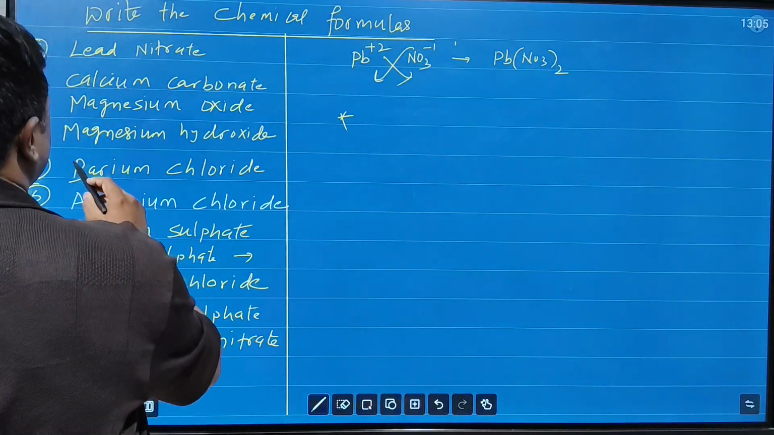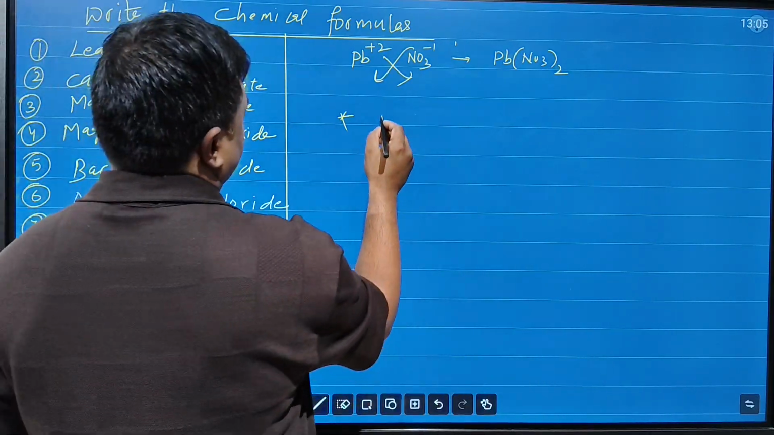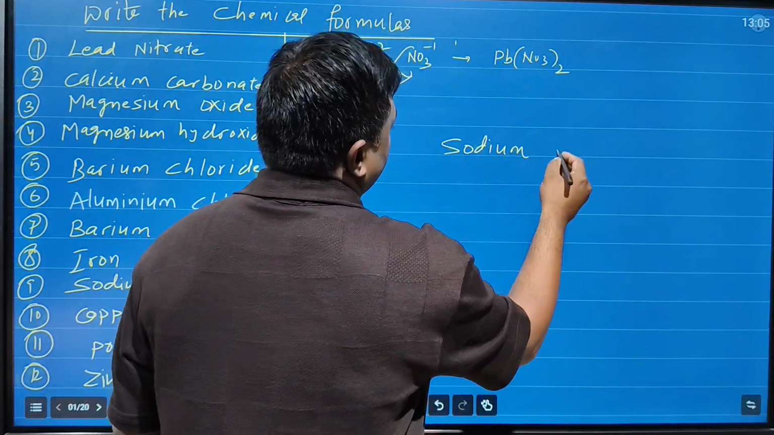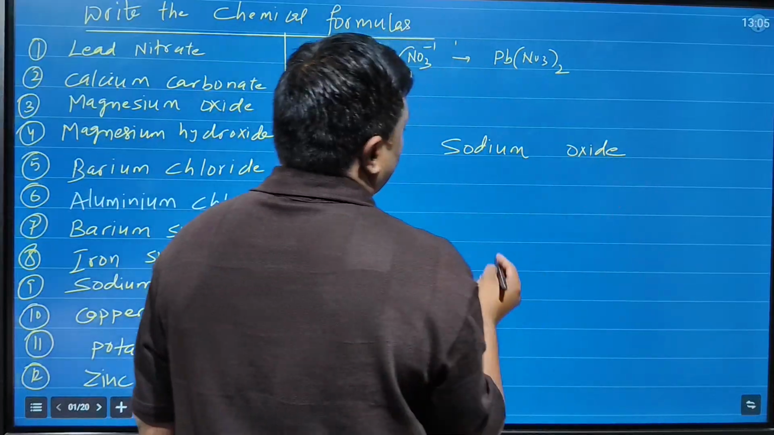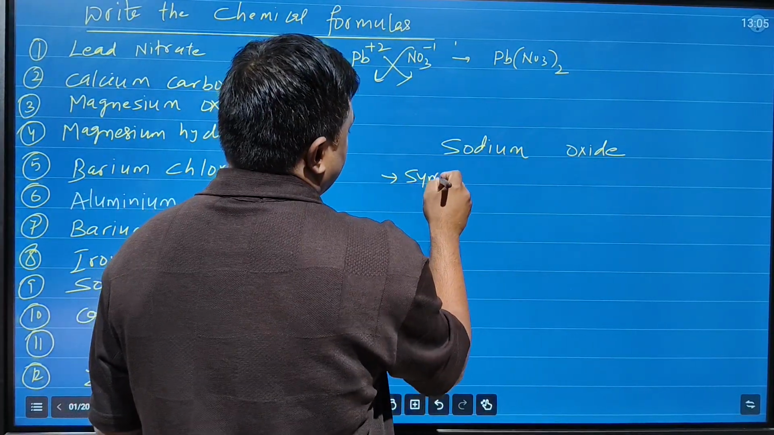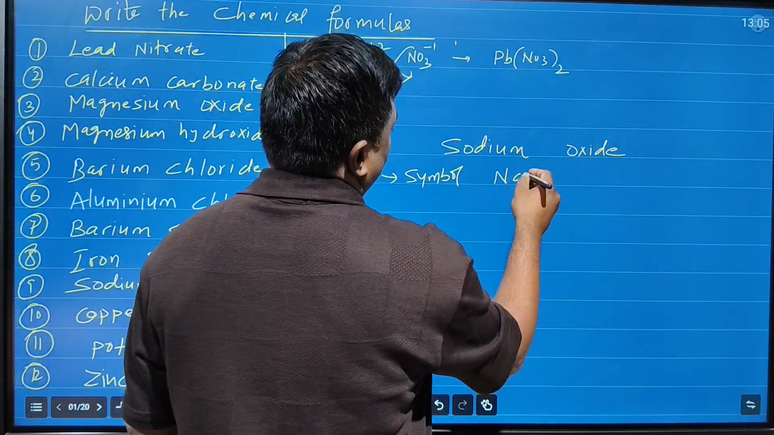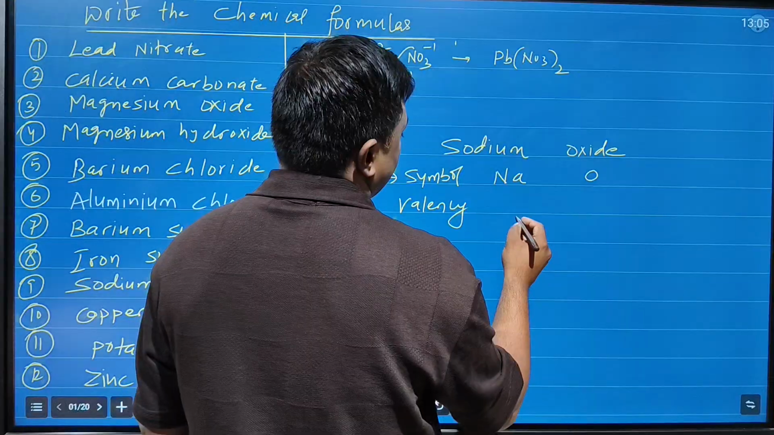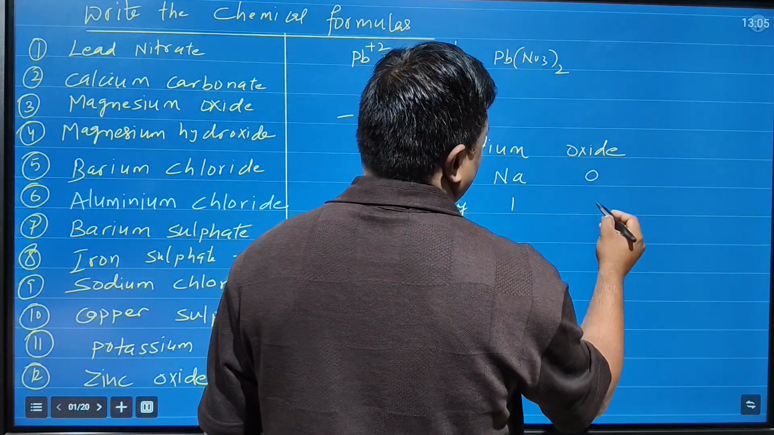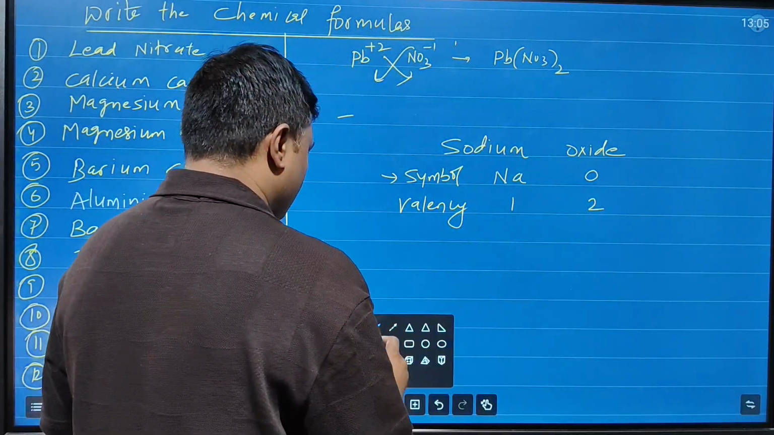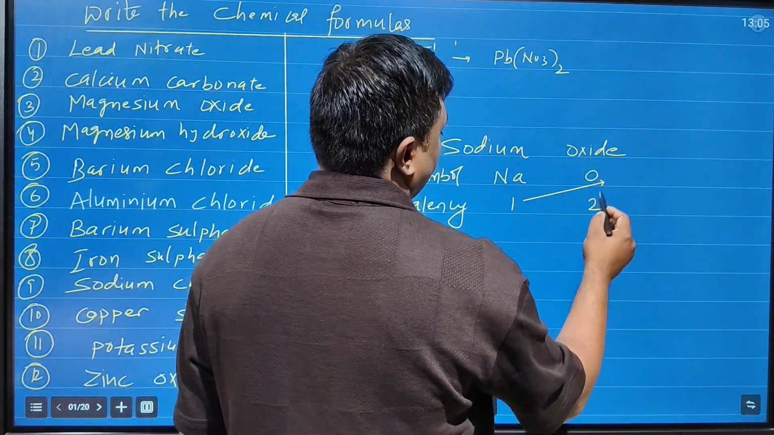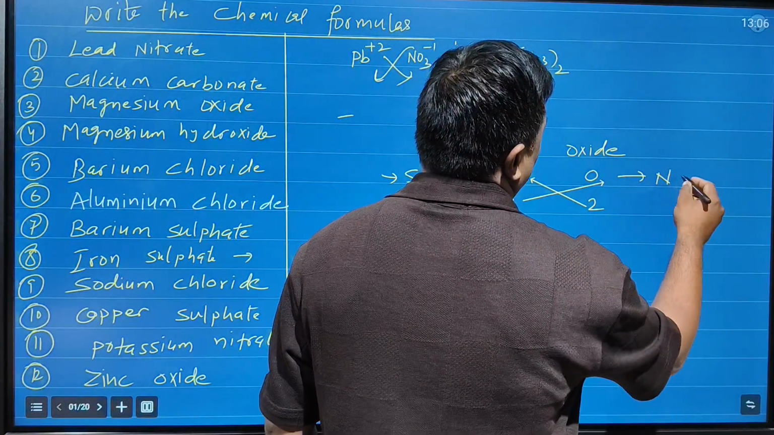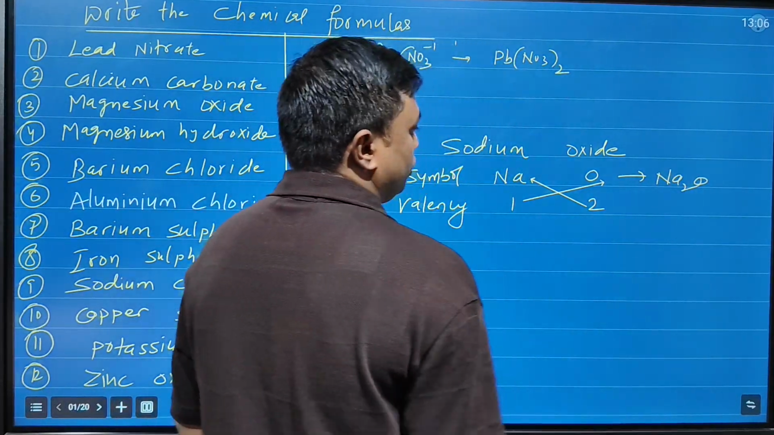Let's take some other basic example. Let's talk about sodium oxide. First you learn how to write sodium oxide. First of all, you should write the symbols. The symbol of sodium is Na, oxide is O. And below we write their valencies. The valency of sodium is 1, oxide is 2. Then we have to do the crisscross method. You can see, 1 will go here, 2 will move here. Right now, so we can write Na2O. This is sodium oxide.